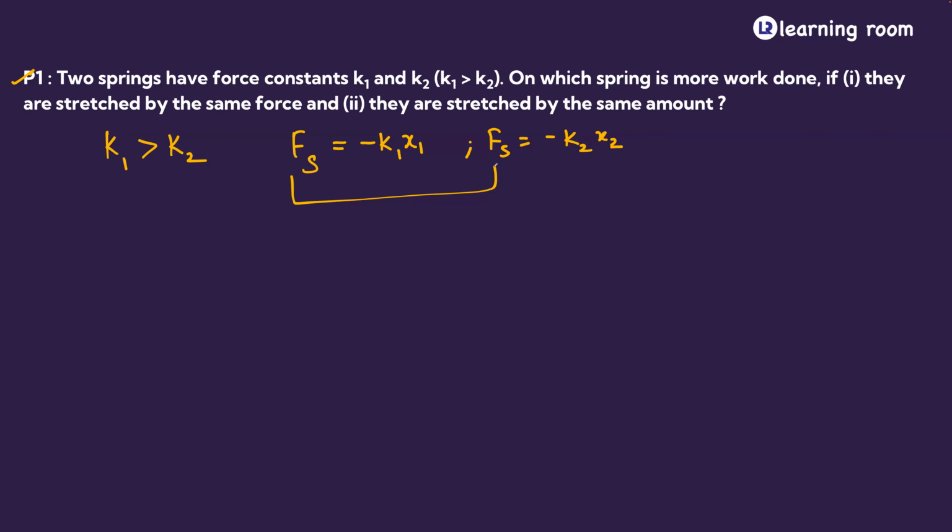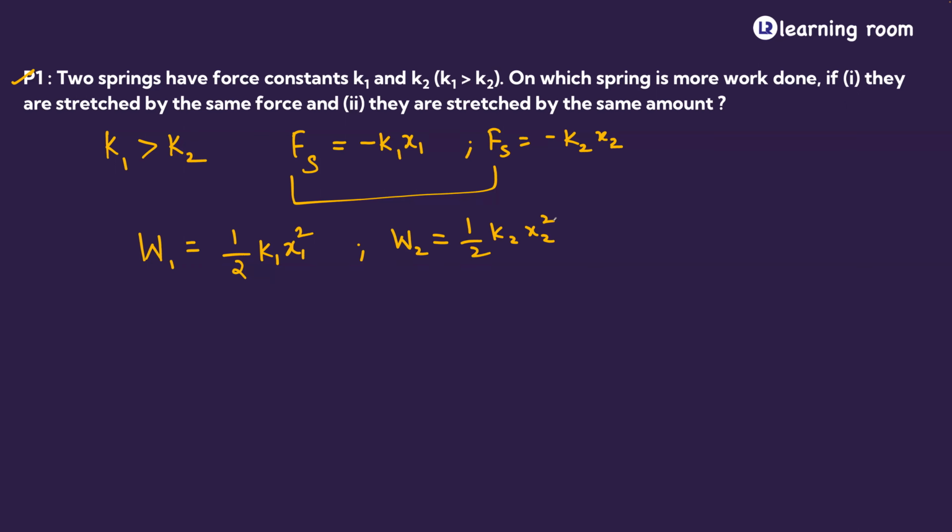See, the question is on which spring is more work done if they are stretched by the same force. So what is the formula for work done? W1 is equal to, ignoring the minus sign, can I write it as half K1 x1 square? Right? What about W2? So W2 is equal to half K2 x2 square.